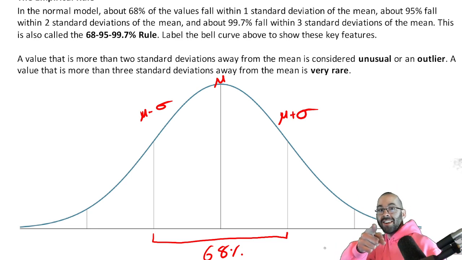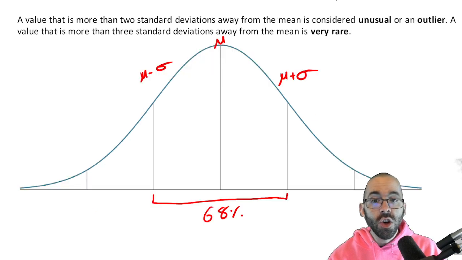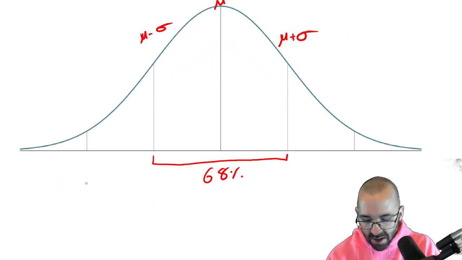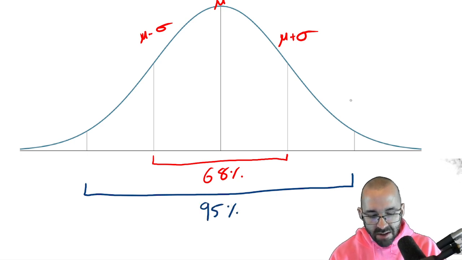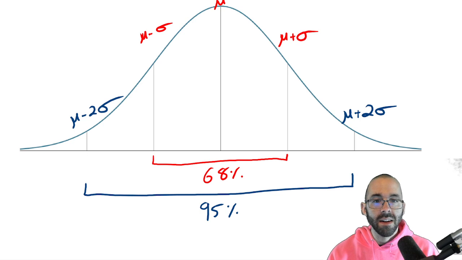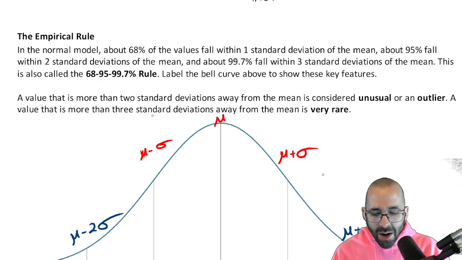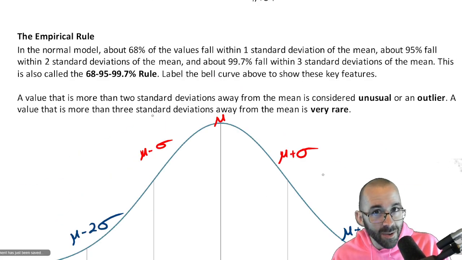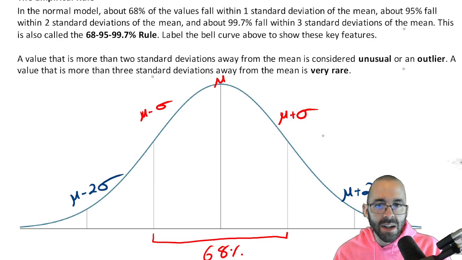But wait, there's more. We also know that 95% of the data is within 2 standard deviations of the mean. Again, we know 95% of the data is within this big area, 2 standard deviations above the mean and 2 standard deviations below the mean. And if you think there's more, you'd be right, because we also know that about 99.7%, which is a lot of percents, is within 3 standard deviations of the mean.